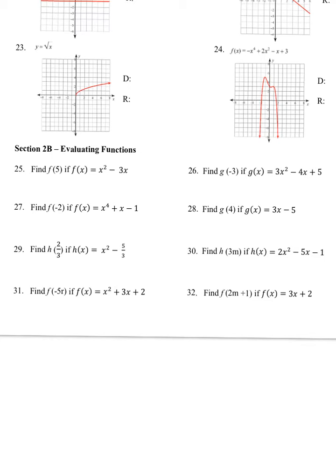In this last part of Unit 1, Section 2, we're going to look at evaluating functions, kind of functional notation, which you had some exposure to in Intermediate Algebra 1. We're going to look at number 26, and then we will look at number 31 as well. So, if you remember functional notation, they're asking us to find g of negative 3 if g of x equals 3x squared minus 4x plus 5.